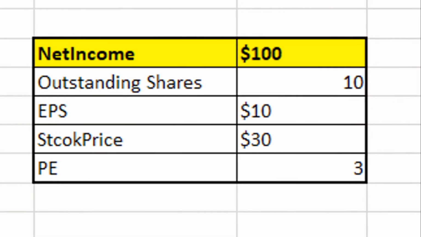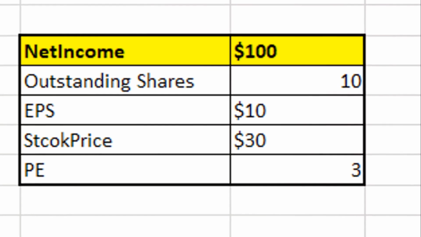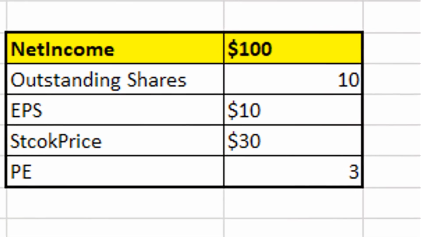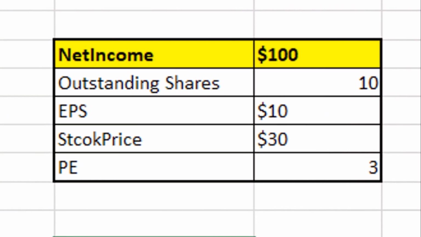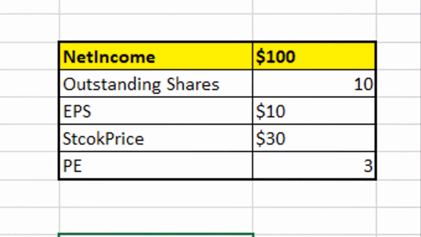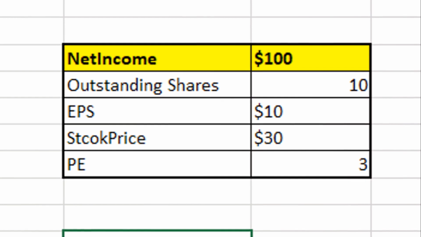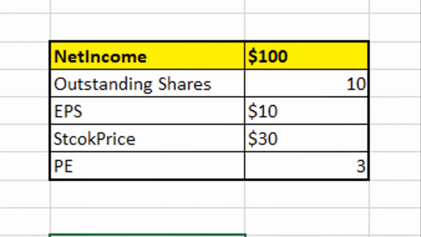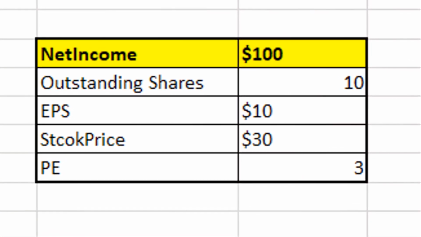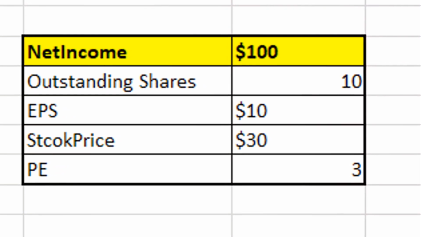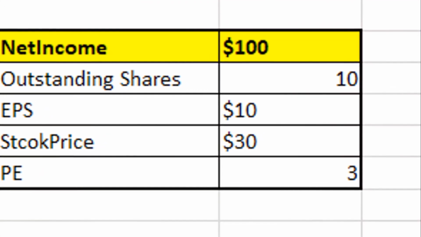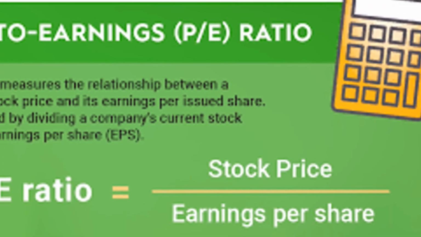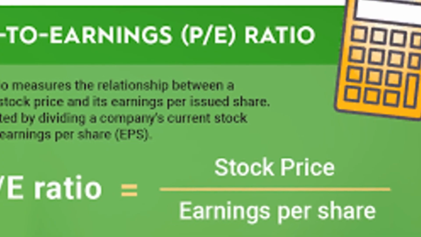Then its PE ratio is 3, which is calculated by simply dividing the stock price of $30 by earnings per share of $10. A PE ratio of 3 means that investors are willing to pay $3 for every $1 of earnings per share. In simpler terms, if you own one share of this company's stock, you're paying $30, and the company has earned $10 per share in 1 year. Just keep my final wording in mind in real time.